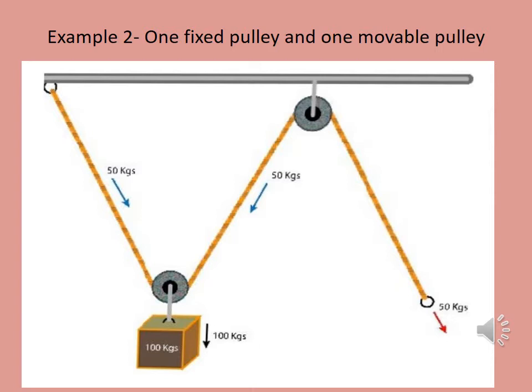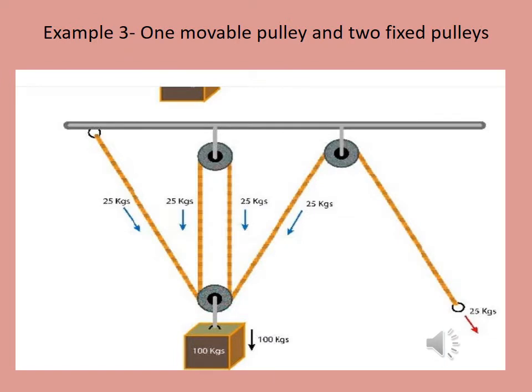In example 2, as you can see in the picture, the weight is carried by one fixed pulley and one movable pulley. It means that if the weight is 100 kg, then the person has to put in effort equal to 50 kg, because an equal amount of weight, that is 50 kg each, is divided among both the pulleys.